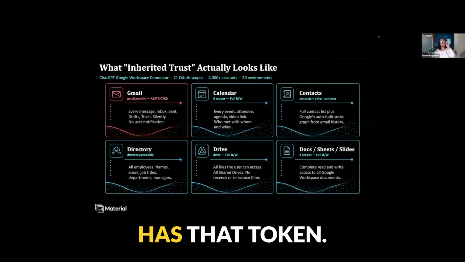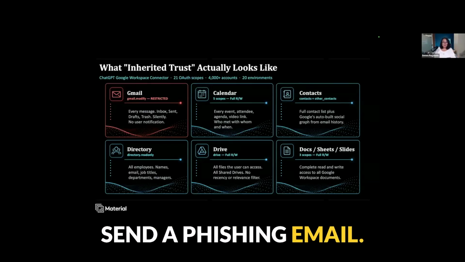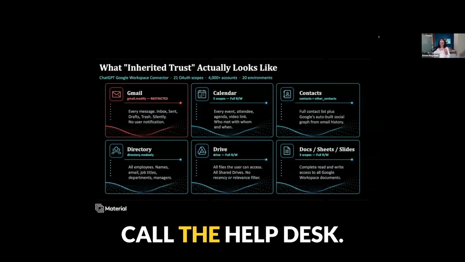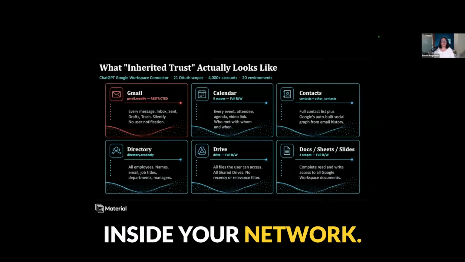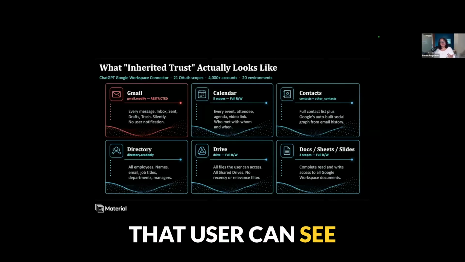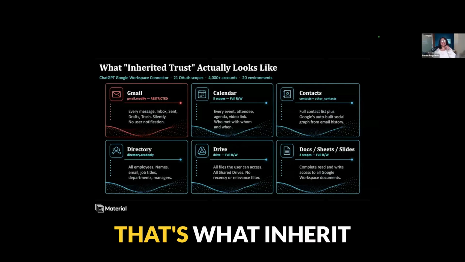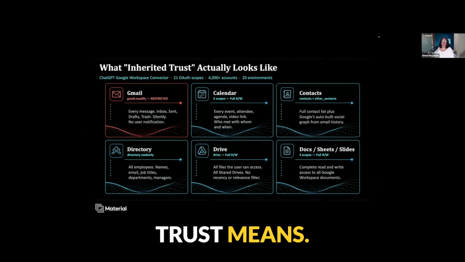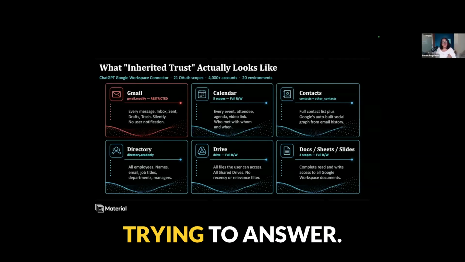An attacker has that token. They don't need to send a phishing email. They don't need to call the help desk. They don't need to be inside your network. They have everything that user can see and some of what they can change. That's what inherited trust means. That's the question we are really trying to answer.